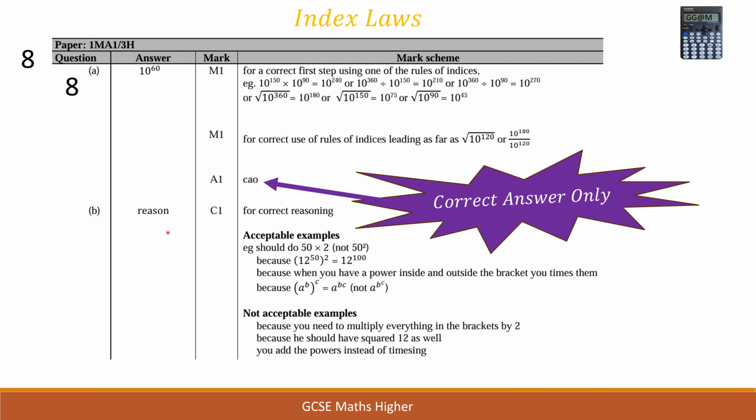And then part B, you've got to do the reason. So this C1 is a communication mark. You have to use words to explain what is going on. So these are anything that is acceptable. Under here, this is what is not acceptable.